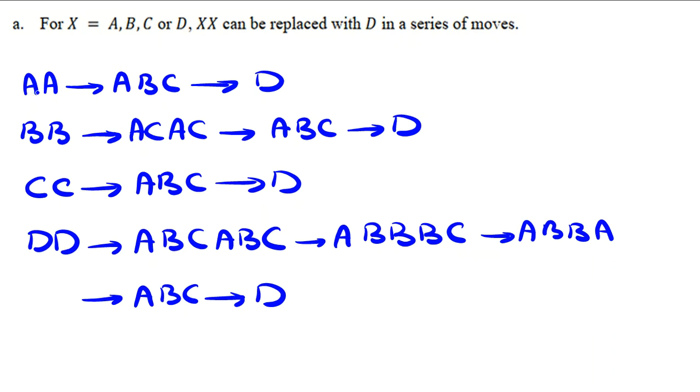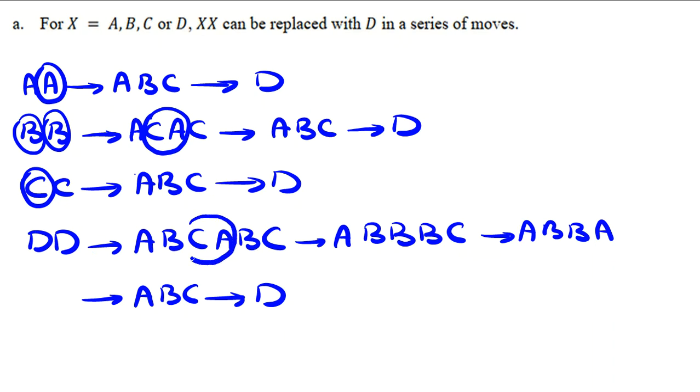Okay, so you can replace AA with ABC, and how? You consider this part, you change this A to BC here, and then it is obvious how to reach D from ABC. For BB, consider each of them, change each of them to AC and AC here, and then change, for example, CA to B, and A and C we have, so ABC to D. For CC, change the first C to AB, then ABC to D. For DD, consider each of them, ABC, ABC.